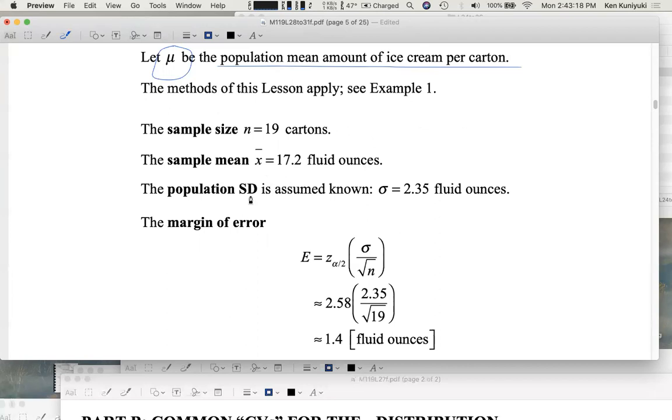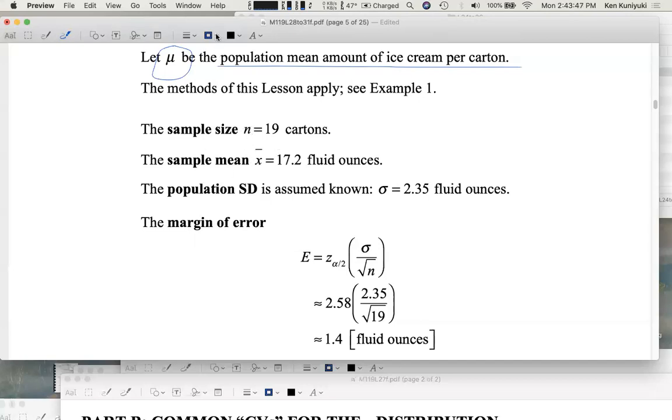X bar. We're assuming the population standard deviation is known. Sigma is 2.35 fluid ounces. Maybe this is on the label on the side of the machine. The standard deviation is 2.35 fluid ounces, and you have a 25-year warranty, a guarantee that that will not change. We're only concerned that maybe the average amount of ice cream might be changing. So a recalibration might be necessary in that sense.